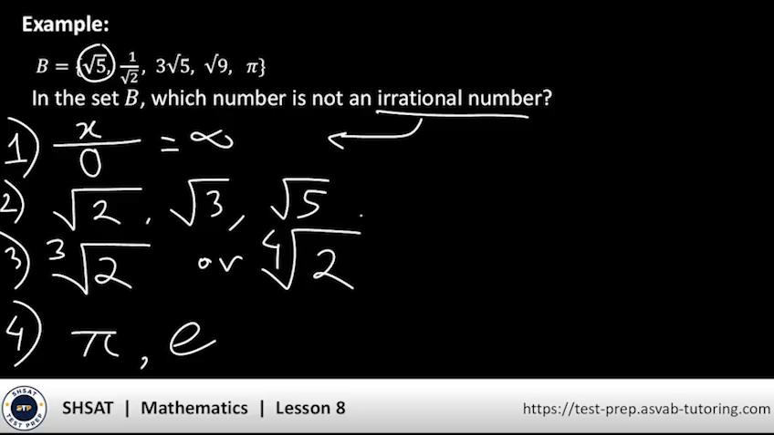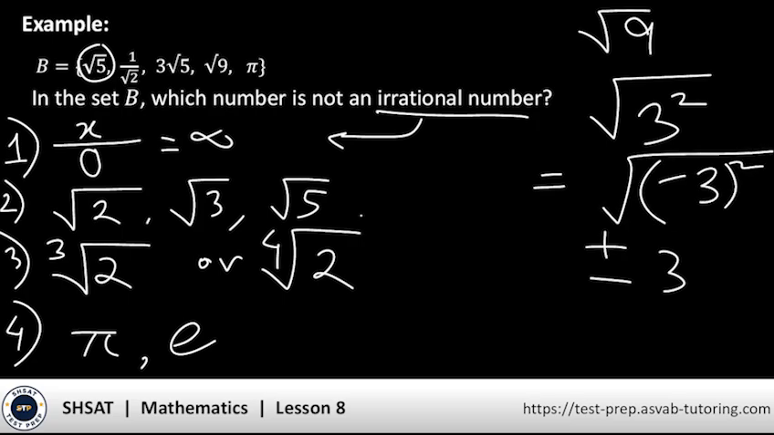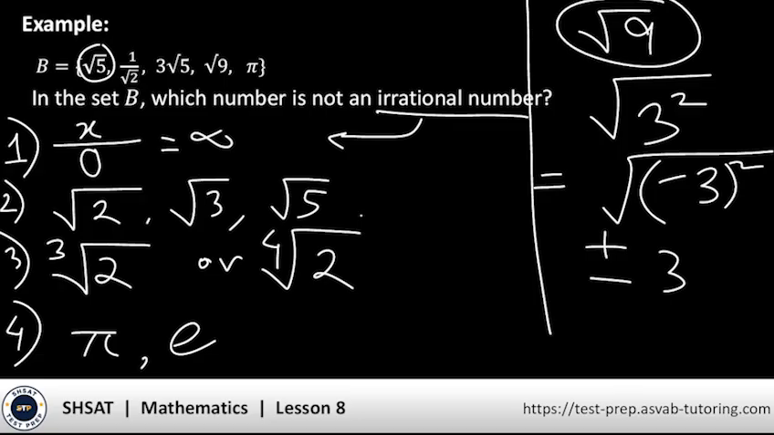What about root 9? If you look at root 9 here, we know that 3 squared gives you 9, which means that the square root of 9 is plus 3 and minus 3. You know why it's minus 3? Because even if you do negative 3 squared and put a square root on top of it, it's also going to give you square root of 9. So root 9 is our answer, which is not irrational because this is of course a rational number. This is of course a perfect square.